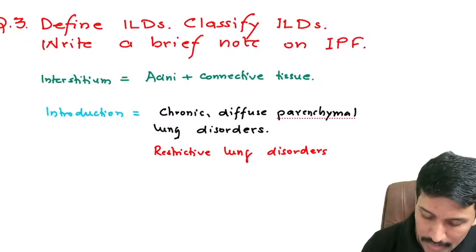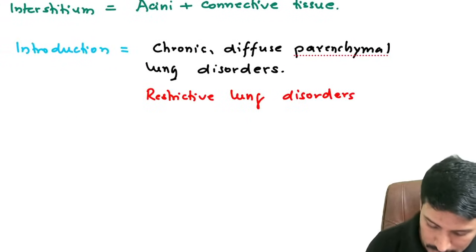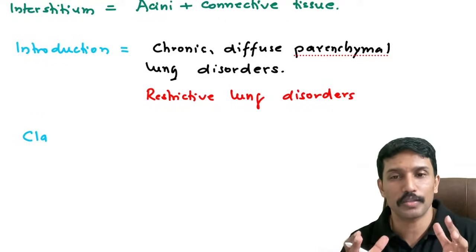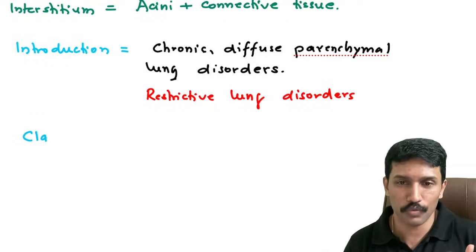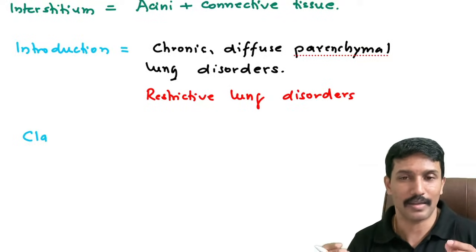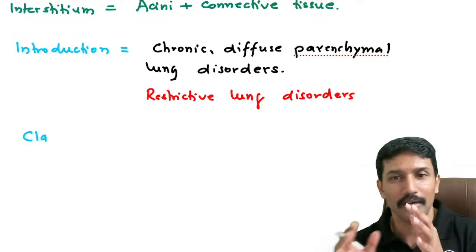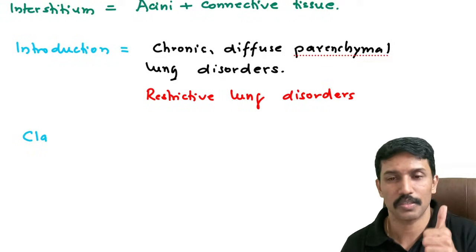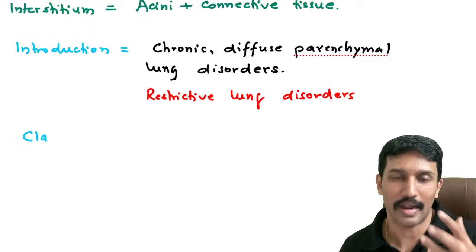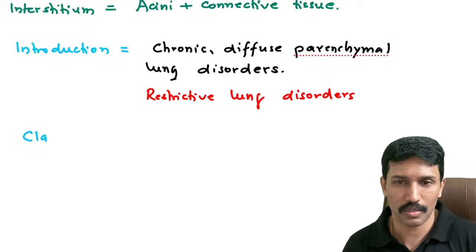We will begin by understanding the classification of ILDs, because ILD is not a one entity. It's a group of disorders which are chronic, which are diffuse, means not selectively affecting only one lung, affecting both the lungs, and they are affecting the acini and connective tissue. Any disease which is chronic, affecting both the lungs and affecting acini and connective tissue, we are calling it as interstitial lung diseases.